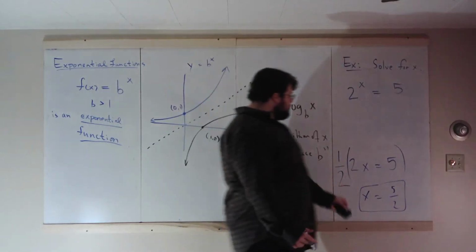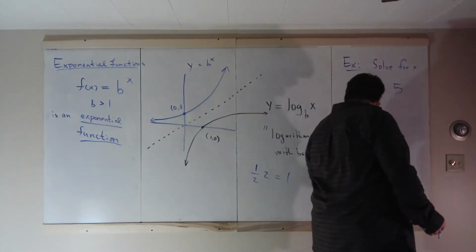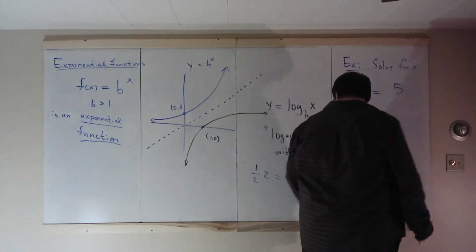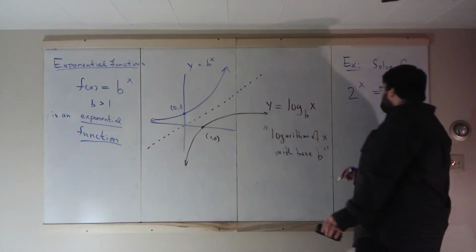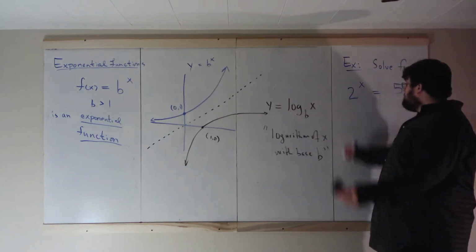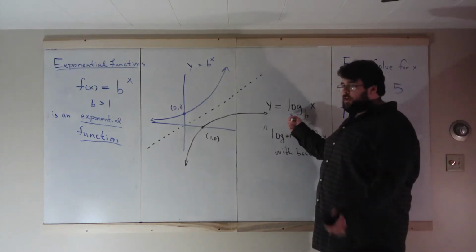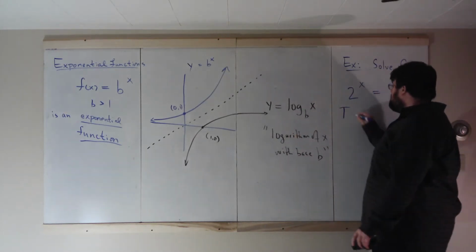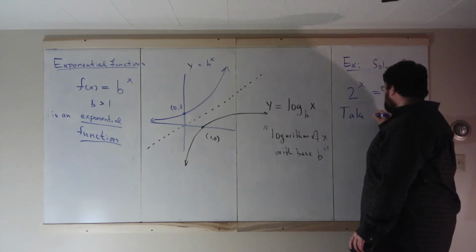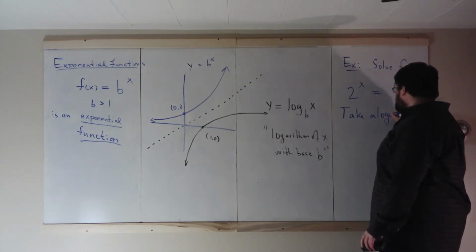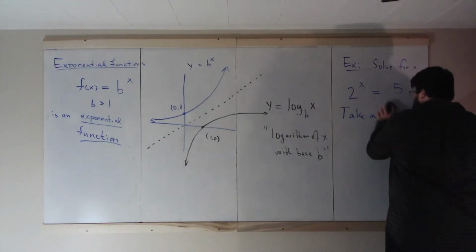And how are we going to do that? Well, I'm going to erase this lower equation because I might need that space. And I'll say we invert the exponential. How do we do that? Well, here's the inverse of an exponential. Take a logarithm. Let's spell logarithm correctly.